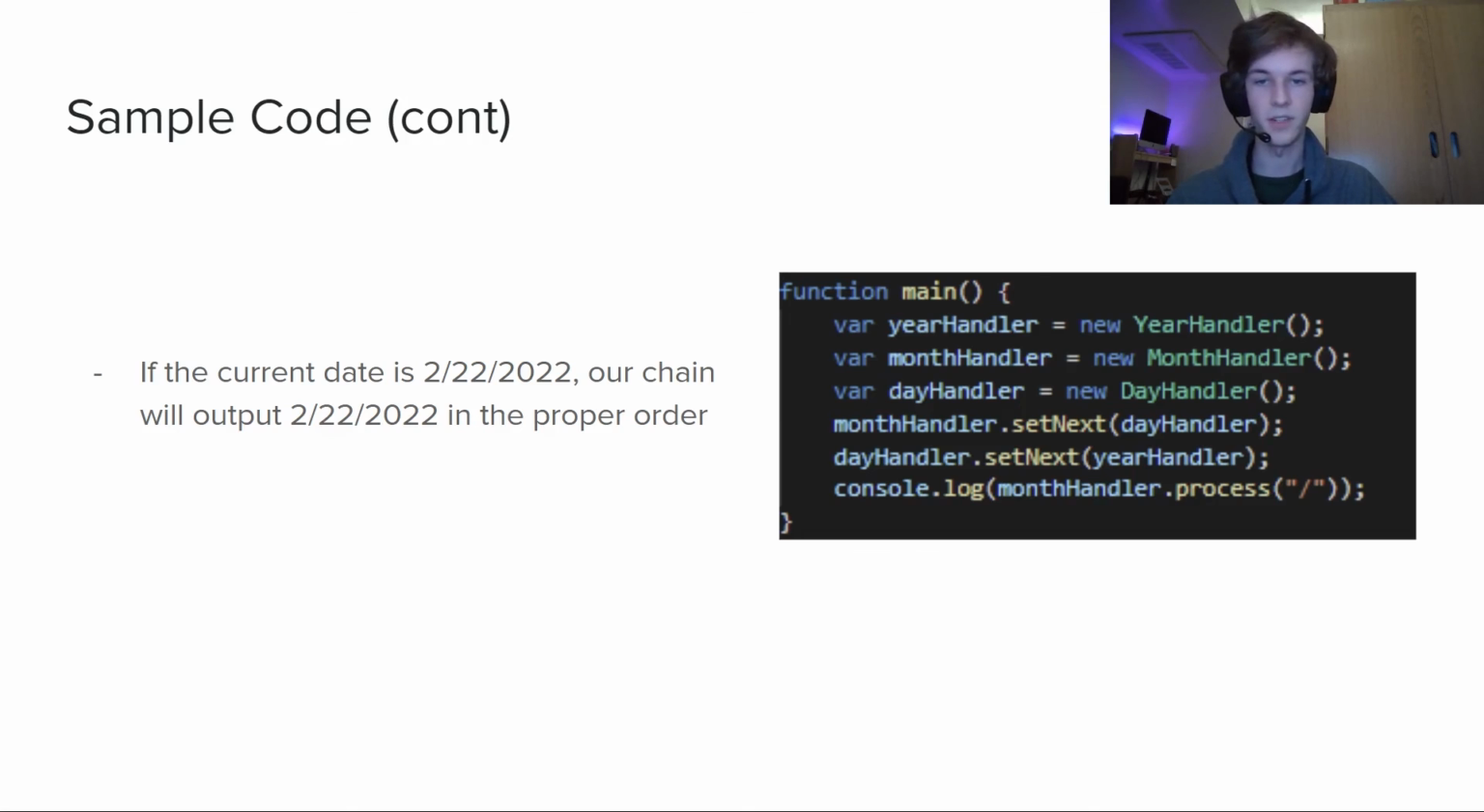However, a different ordering, for example, the ISO time format, can easily be achieved by just switching around the next pointers of these objects. We then call the process function of the first object in the chain, monthHandler, with the slash as our delimiter.